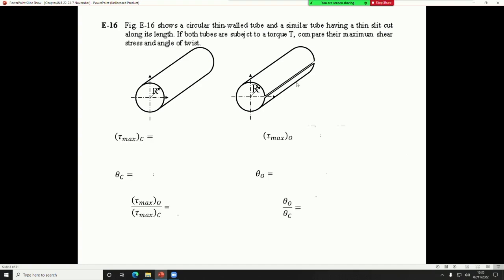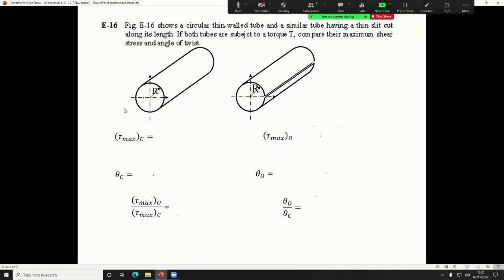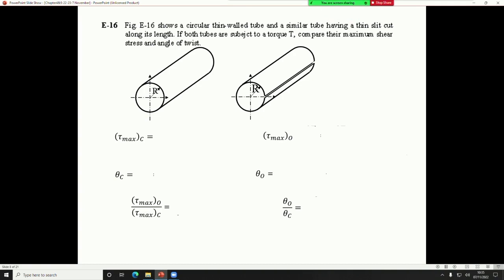So this is what we are going to do. We are going to compare the maximum shear stress of the left one with the right one and the angle of twist of the left one with the right one and find the ratio between the two. For this one, we can use the theory you learned for the circular cylinder subject to torque. You can write or use the theory you learned for the single cell thin walled section subject to a torque. It doesn't make any difference.